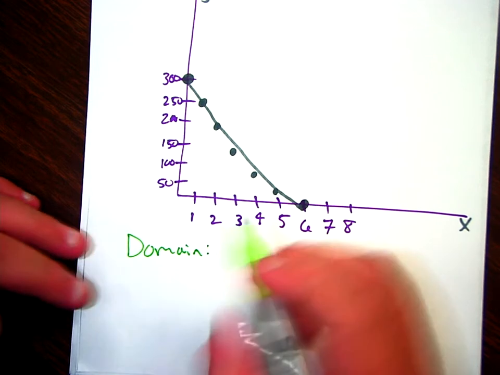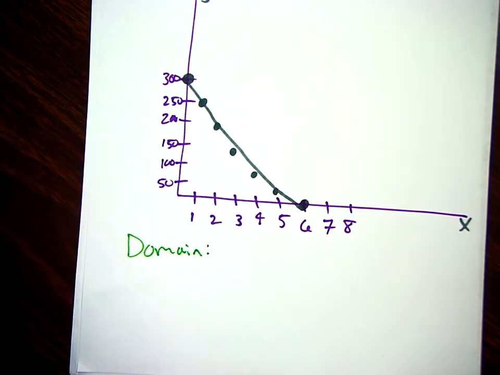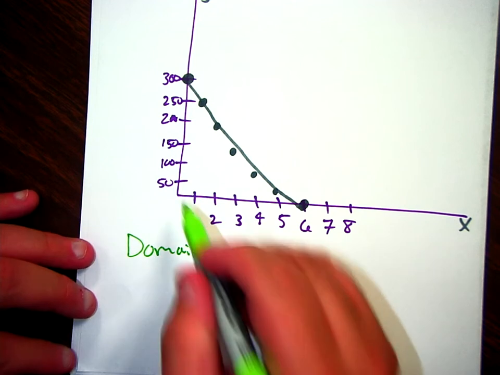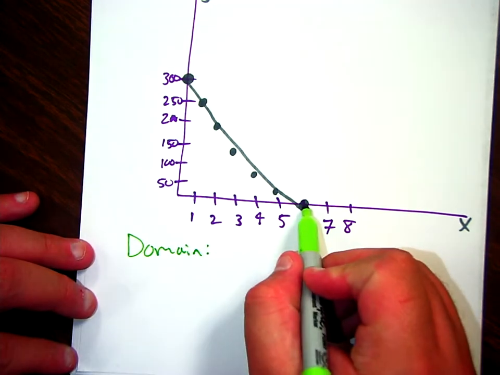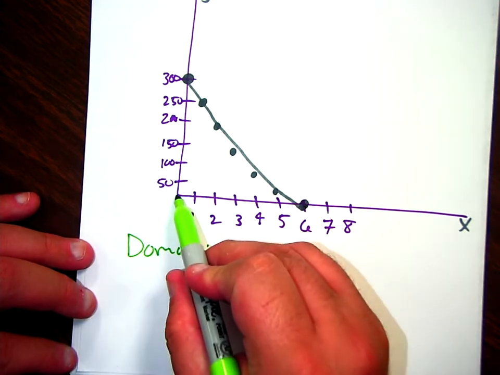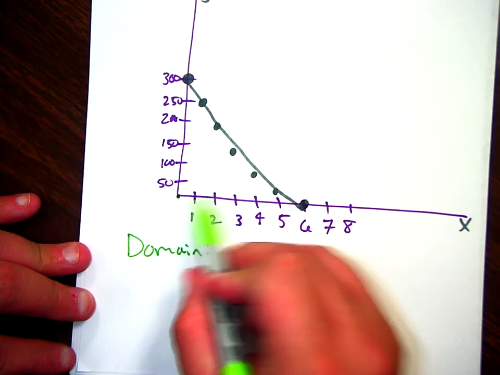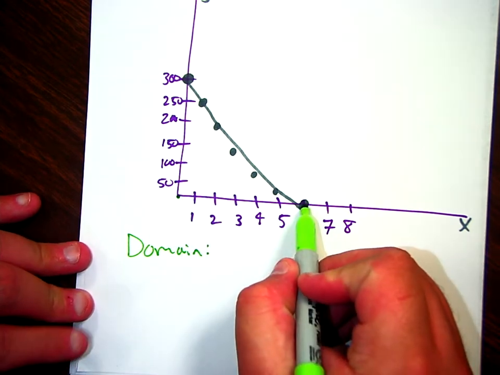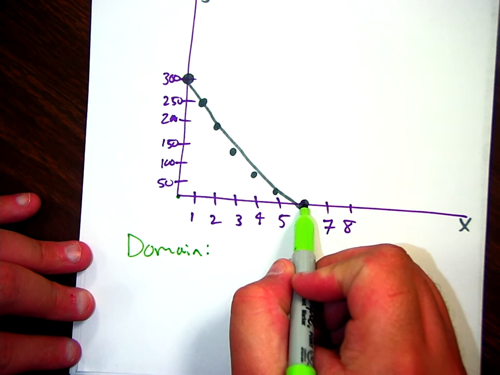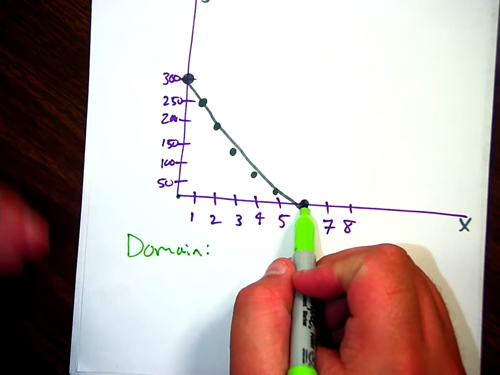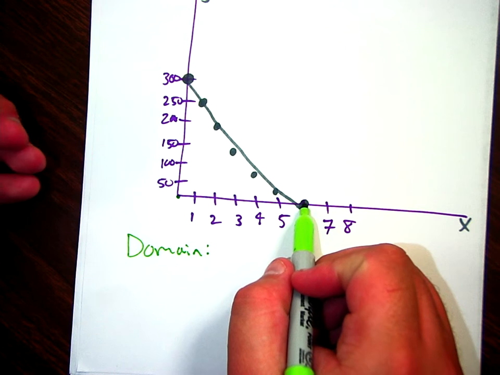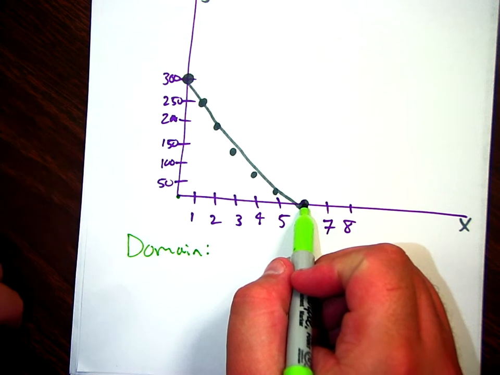Okay, if you remember, domain is all possible x values. Looking at this, our x-axis goes from 0 to 6. We start with $300 on day 0, and we end on day 6 with nothing left. But given this situation, you have to determine, is this continuous or discrete?